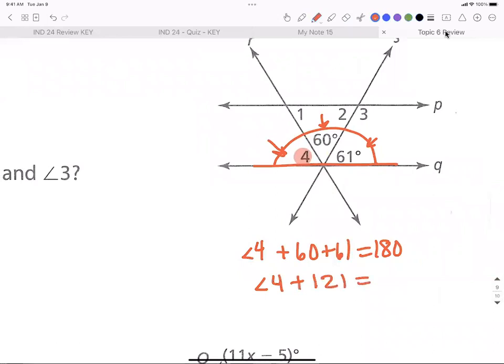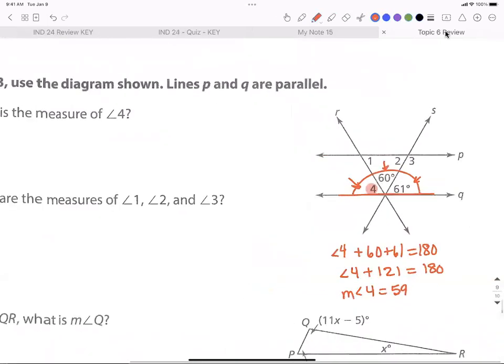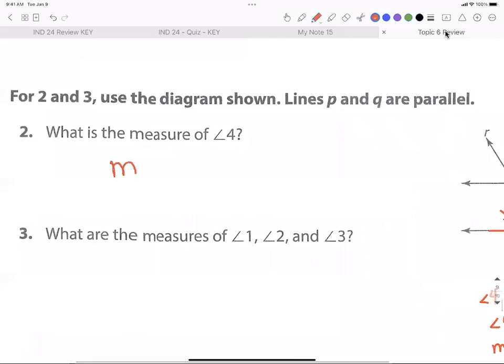121. So if those two equal 121, subtract that from 180 to give you the measurement of angle 4. What is it? Everybody agree? All right, so I can come up here and say the measurement of angle 4 equals 59 degrees. Now it wants 1, 2, and 3.